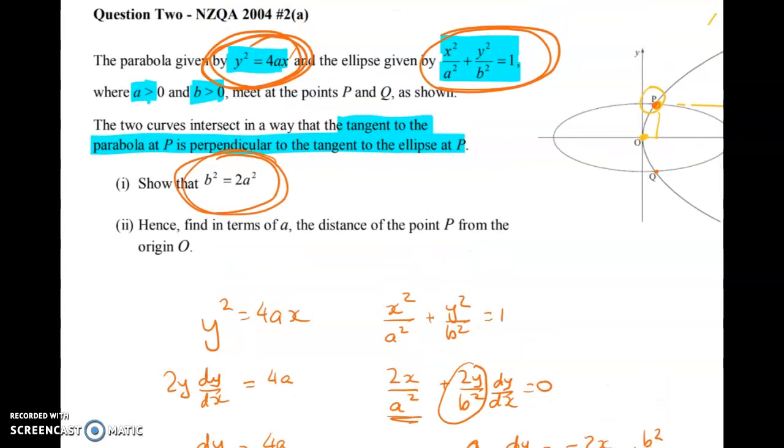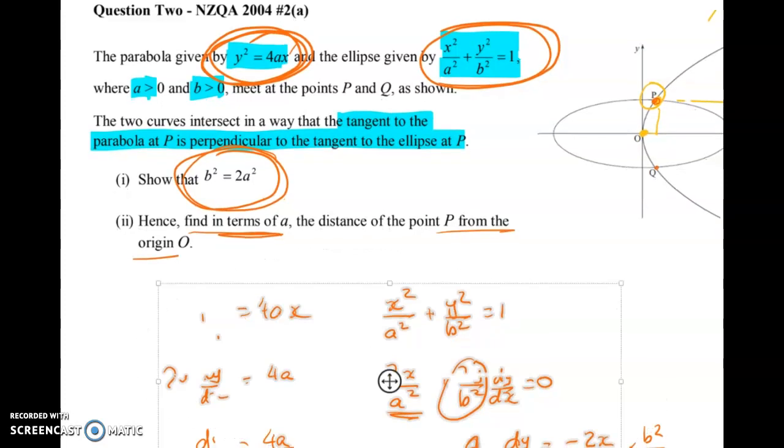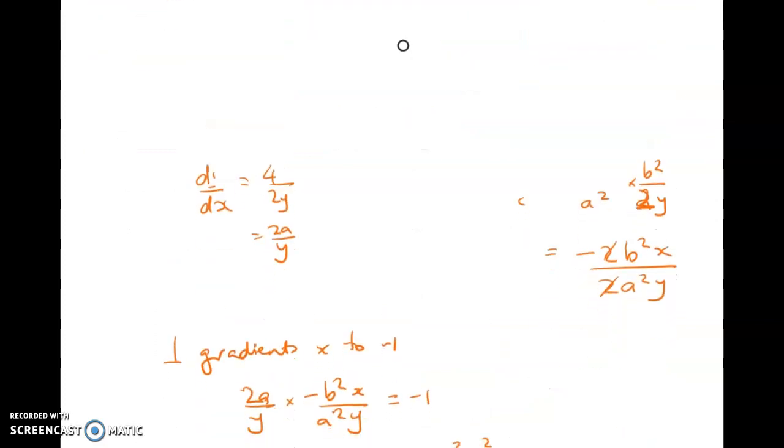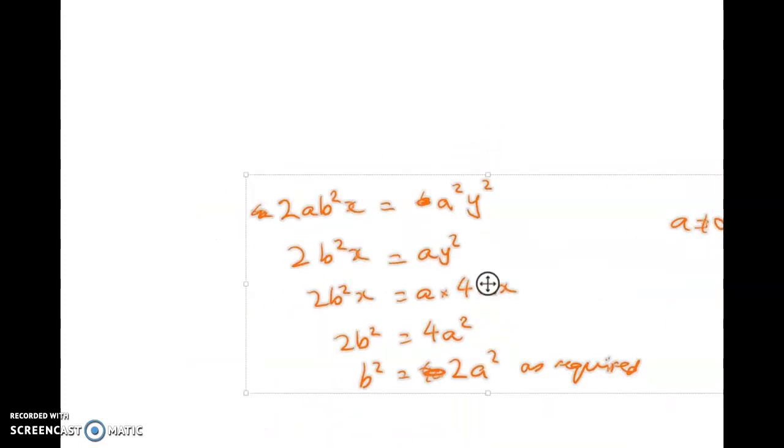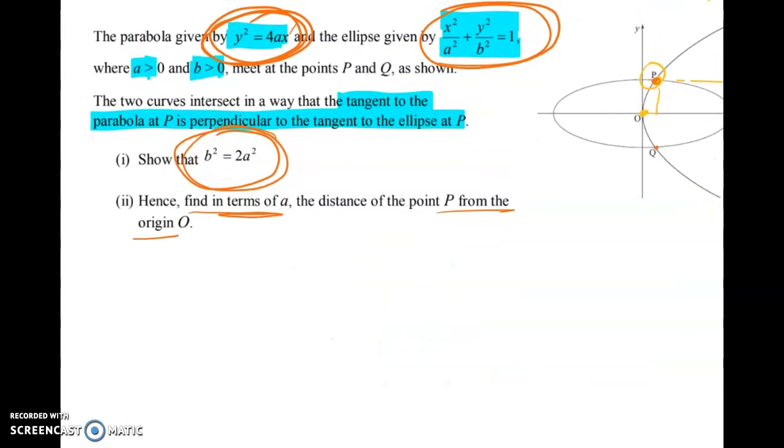Now part 2 is a little bit messier. Find in terms of a, the distance of point P from the origin O. So before I start this question, I'm just going to jot down what I need to do. So 2 little steps. You don't have to do this when you're actually doing the scholarship question. I quite like doing it in these videos so that people watching can see where I'm going. And some of you will like to jot down these steps in an exam question as well. So the first thing I'm going to do is find the coordinates of P.